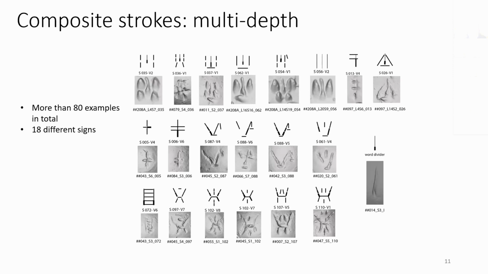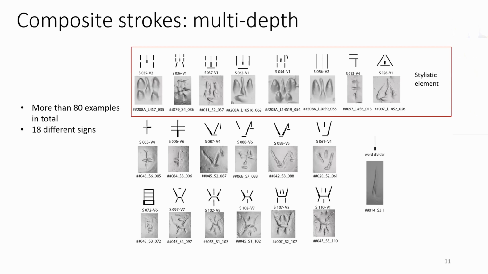And here we have loads. As you can see, there are more than 80 examples in total across 18 different signs. And we can make two groups here. The first group is this one. And the majority, so more than half of these 80 examples, are related to these variants. And what they have in common is that they are all made on the same stroke. So it's always this central vertical line where we have the upper part, which is very shallow and thin, and then a lower part, which is deeper and wider.